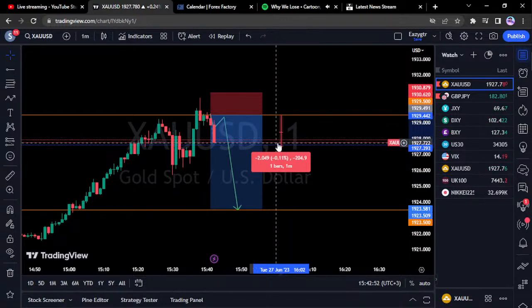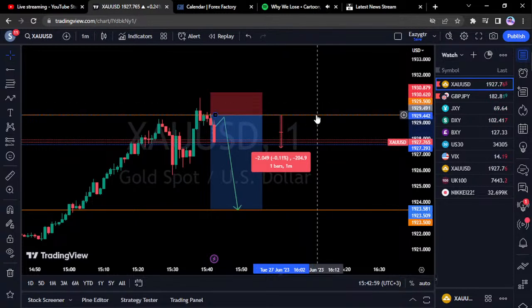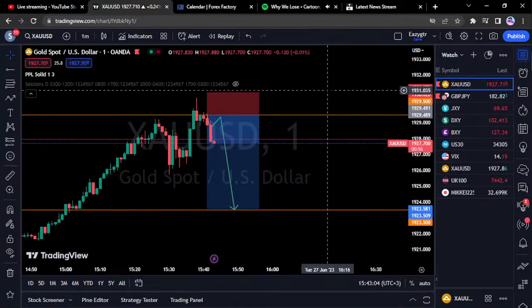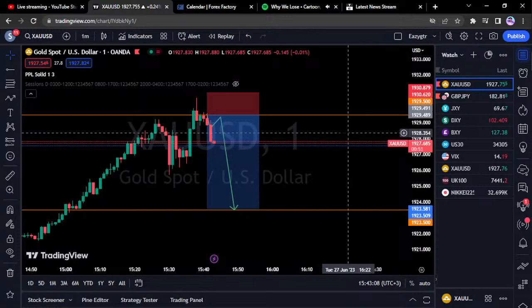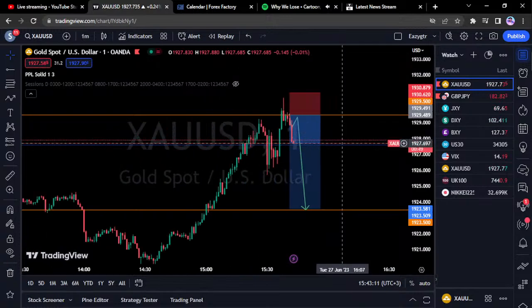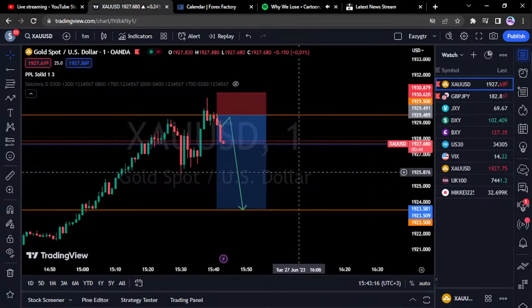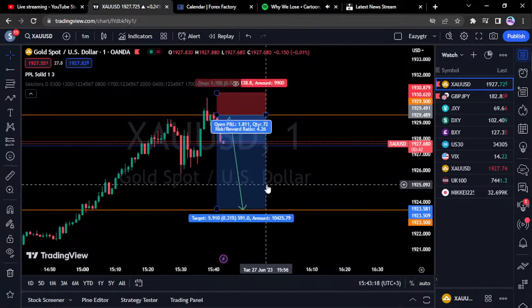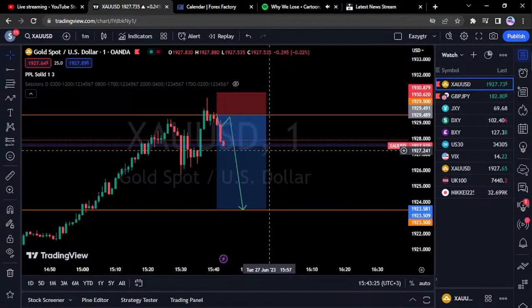So for scalpers, we are approximately 19 to 20 pips. So if I were you, I'd close there. But if you are an intraday trader, you can just hold it all the way to 1923 till you get any reasons to manage the trade. So till then, I'm still holding this trade.